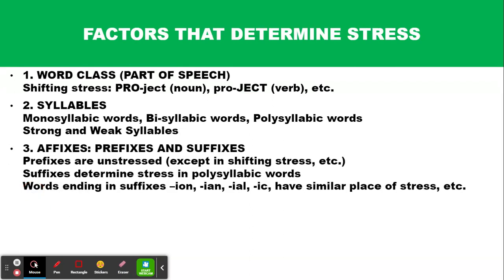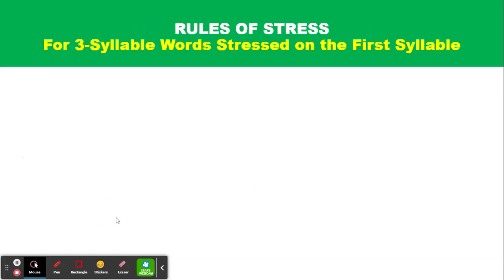Okay, now let's move on and look at the third factor that determines stress, and that is affixes, that can be subdivided into prefixes and suffixes. Prefixes are unstressed except in shifting stress and in other special cases. Suffixes determine stress in polysyllabic words. Words ending in suffixes like ion, ial, I mean IAN, IAL, IC have similar place of stress. Of course, we are going to look at them as we continue in this lesson.